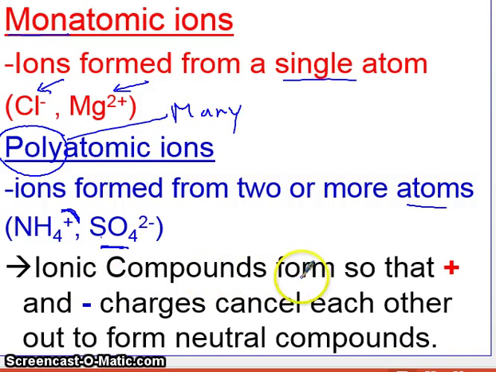And here is the rule for forming ionic compounds. Ionic compounds form so that the plus and the minus charges cancel each other out to form neutral compounds. This will be the big rule which we'll use to form our ionic compounds. In other words, the number of positives must match the number of negatives, and we'll have to make sure that this happens.